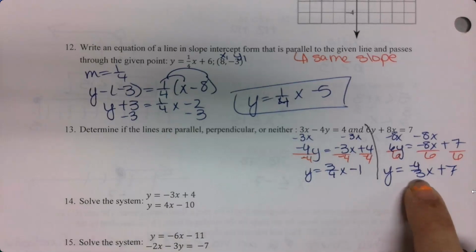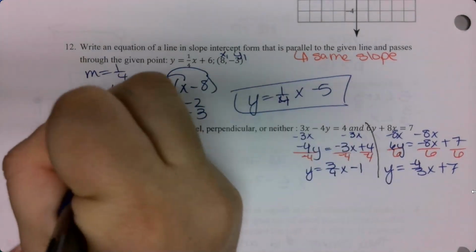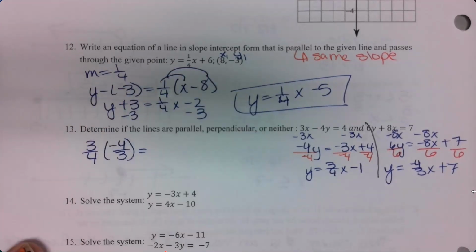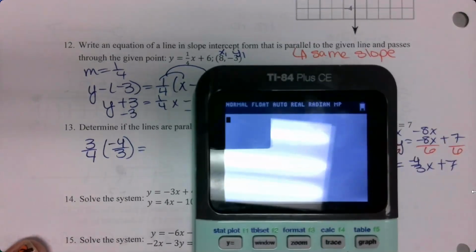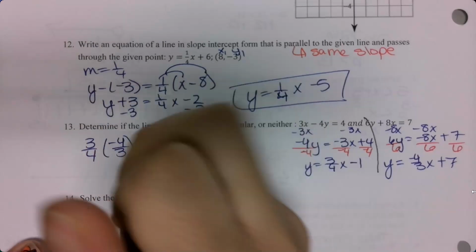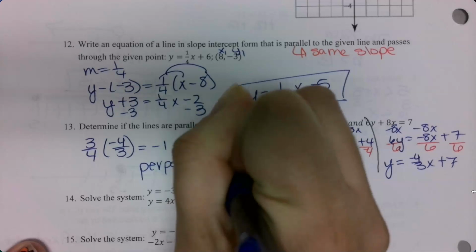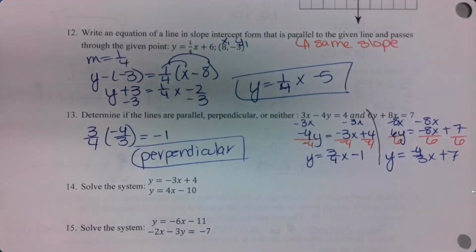What I want to do is take these and multiply them together. So I'm going to do 3/4 times negative 4/3. If multiplying these two together gives me negative 1, they are perpendicular. So I have 3/4 times negative 4/3, which gives me negative 1. These are perpendicular. If it had given me any other number, they would not be perpendicular.